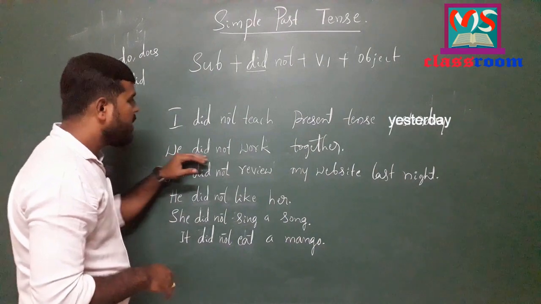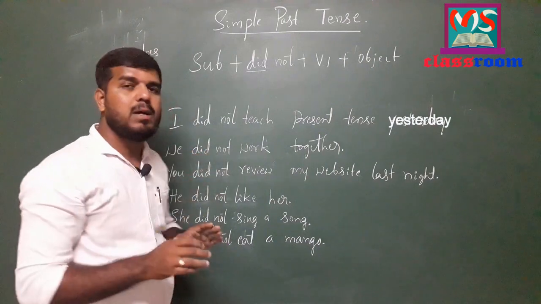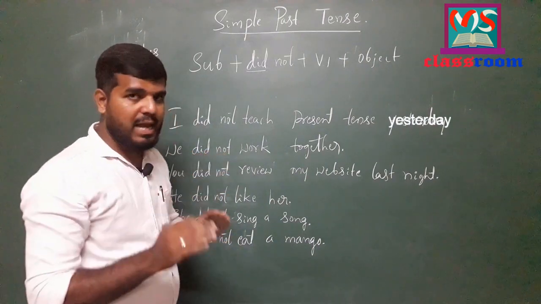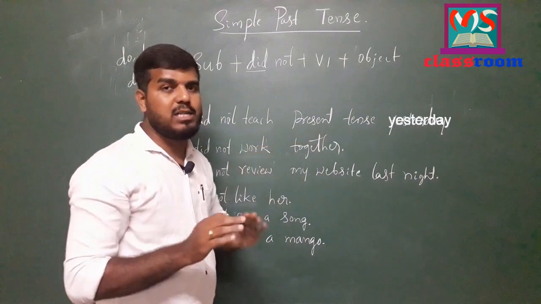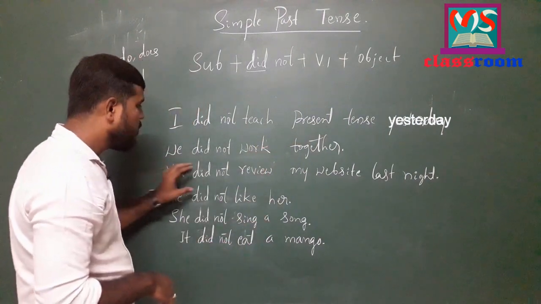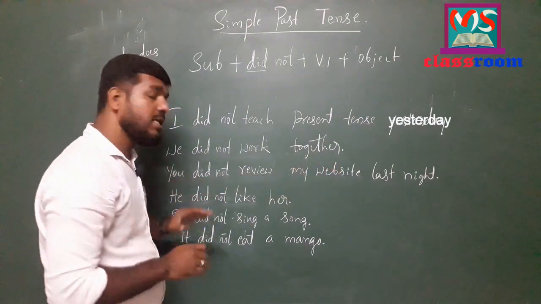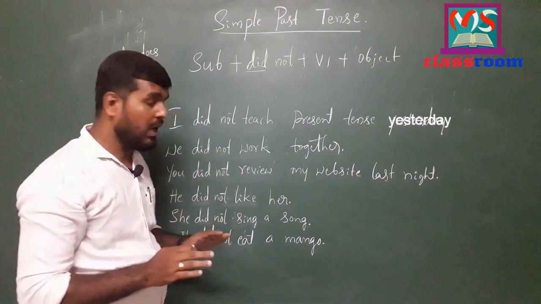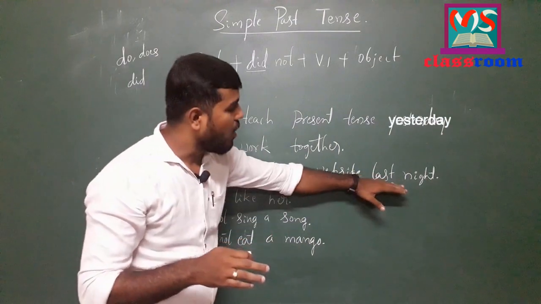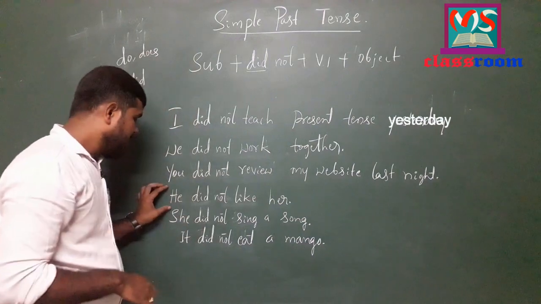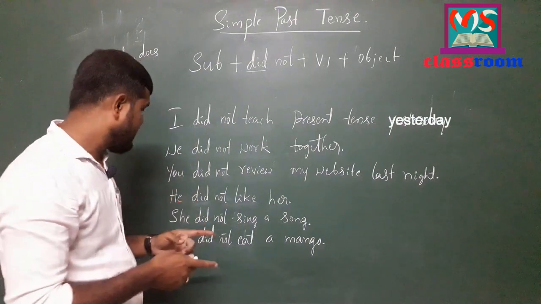Move to next example. We did not work together. We is first person plural subject, did not, did is past form of do form and not is negative, and work is the main verb or base form of verb, and together is object. Move to next sentence. You did not review my website last night. You is second person and did is past form of do form, not is negative, review is in present form, my website is object, last night is adverb. Look at here, he did not like her, and here he is third person singular subject.